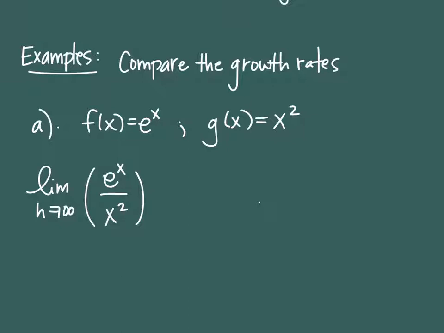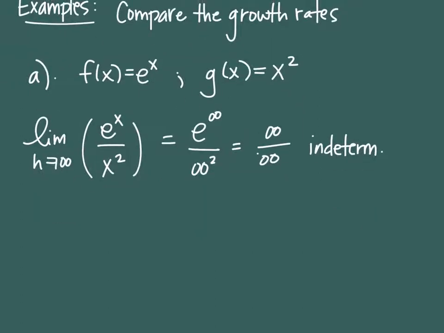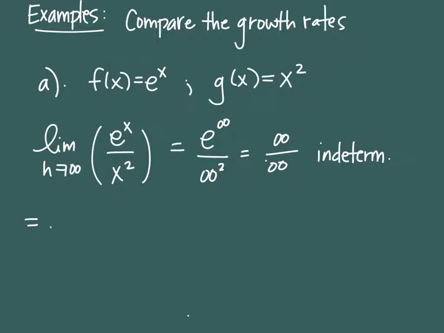Okay, if I plug infinity in directly, I'm going to get e to the infinity over infinity squared. That's infinity over infinity, and what do we call that? This is indeterminate. And we are now in lesson 9.3, and the L'Hopital lesson was in lesson 9.2, so we are allowed to use L'Hopital. And so we're going to apply L'Hopital's rule of derivatives to that.